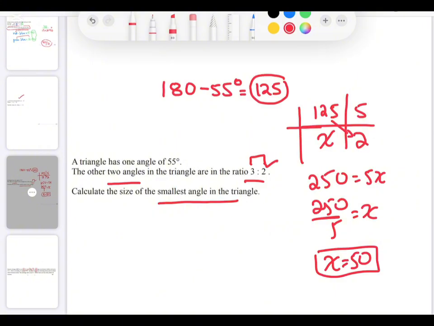We already have one angle, that is 55, and the other is 50. If we know two angles, we can easily find the other angle. How can we find it? 180 minus 55 minus 50 will give us the other angle. That gives us 75, sorry, 75. So one angle is 55 degrees, the other is 50, and the third one is 75. We have to give the answer for the smallest angle, so the smallest angle is 50.